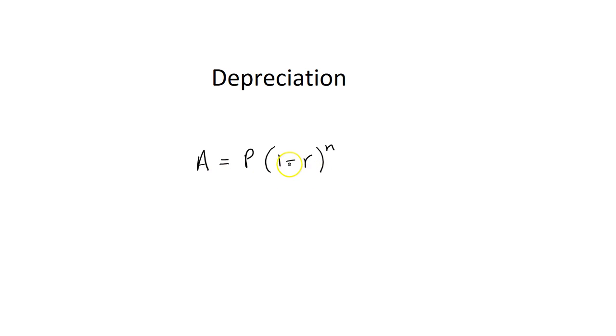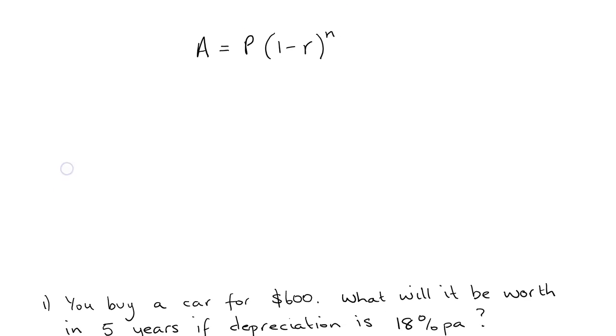So it's very similar to the compound interest formula. The only difference is the sign here, because the value is going down instead of up. And just like the compound interest formula, the important thing to remember is that R and N are in the same time periods. So it's usually per year for depreciation. Let's do an example to illustrate this.